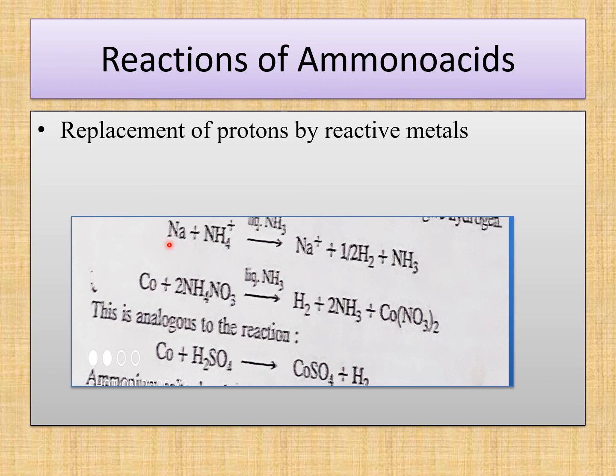Reactions of ammono acids. An ammono acid is a substance which in liquid ammonia furnishes NH4+ ion. The following reactions show their behavior to be similar to that of aqueous acids. First is the replacement of protons by reactive metals. Acids give out hydrogen with metals in aqueous solution. Likewise, the solutions of ammonium salts in liquid ammonia react with alkali and other metals to give hydrogen. For example, sodium metal reacts with ammonium ion in liquid ammonia to liberate hydrogen. Calcium reacts with ammonium nitrate in liquid ammonia to liberate hydrogen.